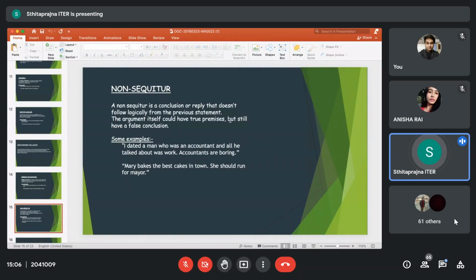Now, coming to the second part, it is non sequitur. A non sequitur is a conclusion or a reply that doesn't follow logically from the previous statement. So the argument itself could have true premises but still have a false conclusion. Even if the premises on which the argument is based are true, the conclusion is false.